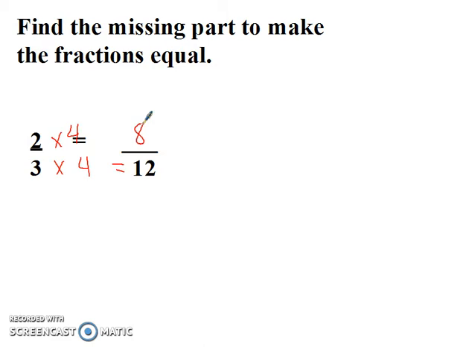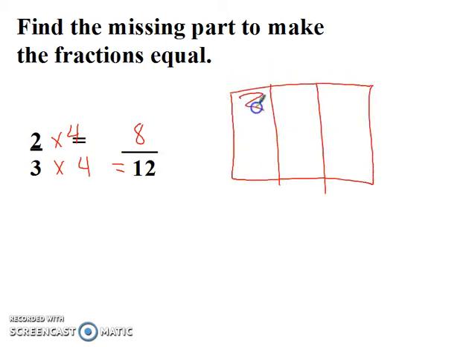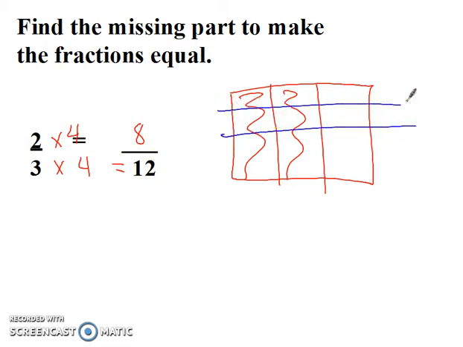If you didn't like that method, I could also do the chainsaw. I've got my 2/3 shaded in here, and I'm just going to cut until I get to 12 pieces in all. So I'm at 3, that got me to 6, there's 9, there's 12. 12 pieces in all, just count how many are shaded. 1, 2, 3, 4, 5, 6, 7, 8. Exact same answer.